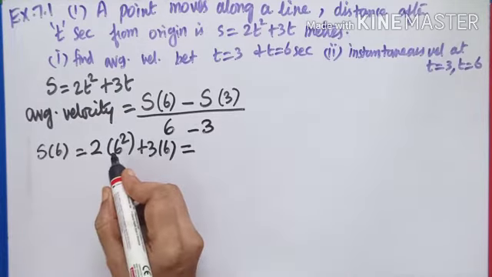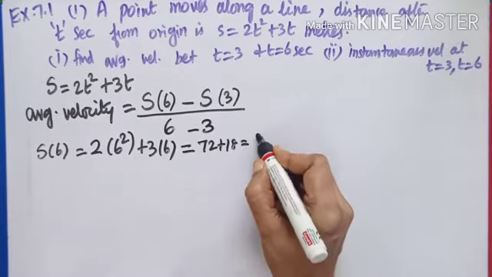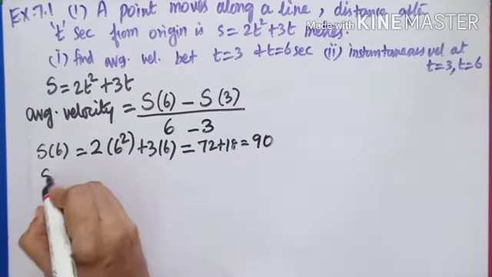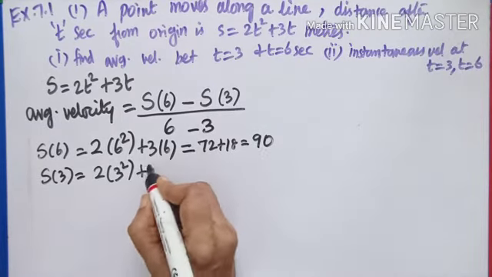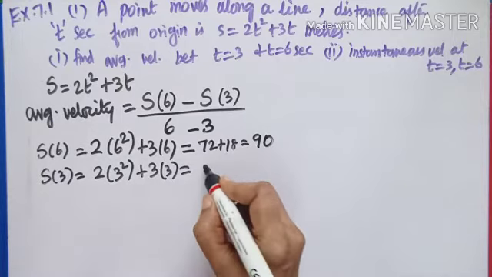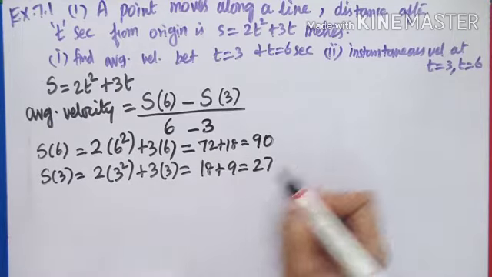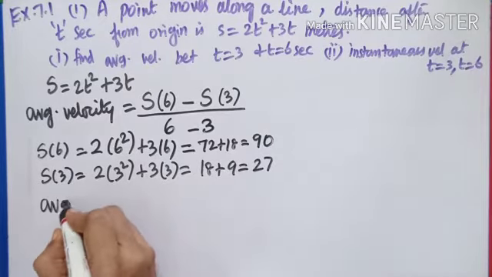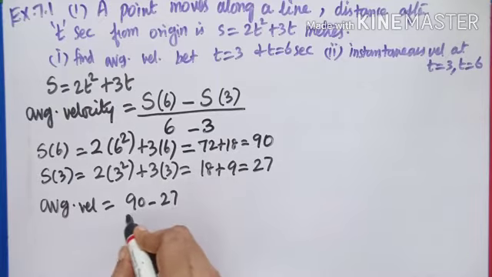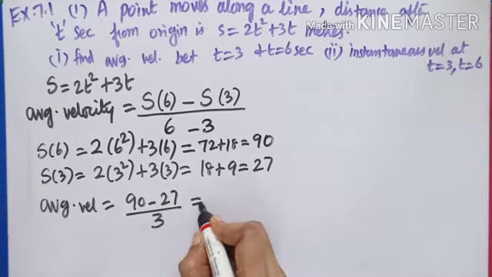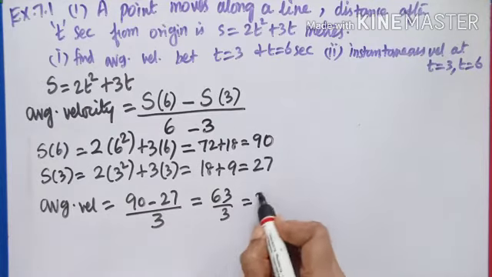So I get 90. s of 3: 2 into 3 square plus 3 into 3, 18 plus 9, that is 27. Putting it back in average velocity, 90 minus 27 divided by 3. That is 63 by 3, which is 21.